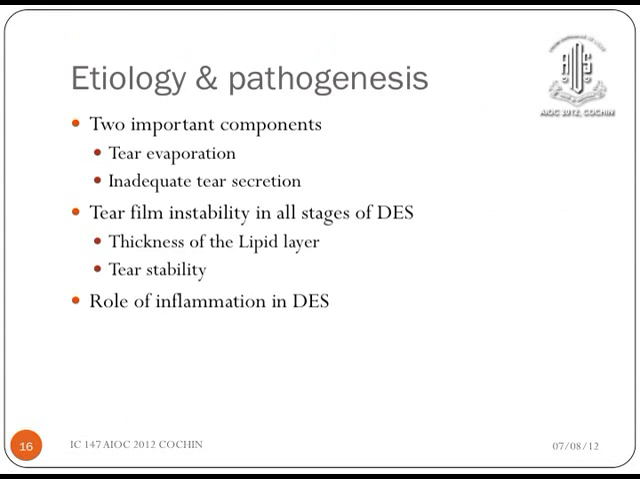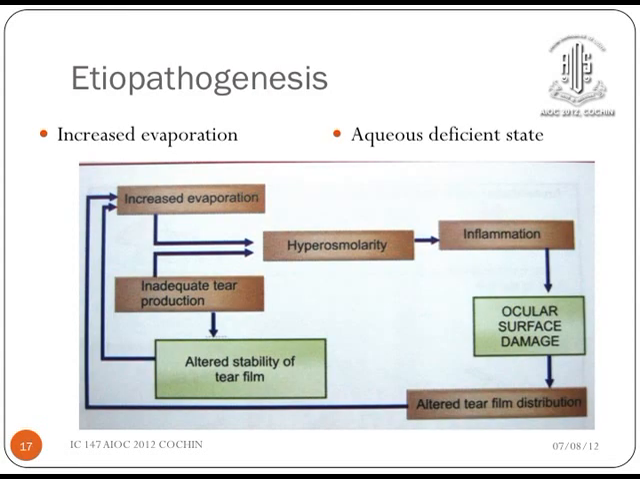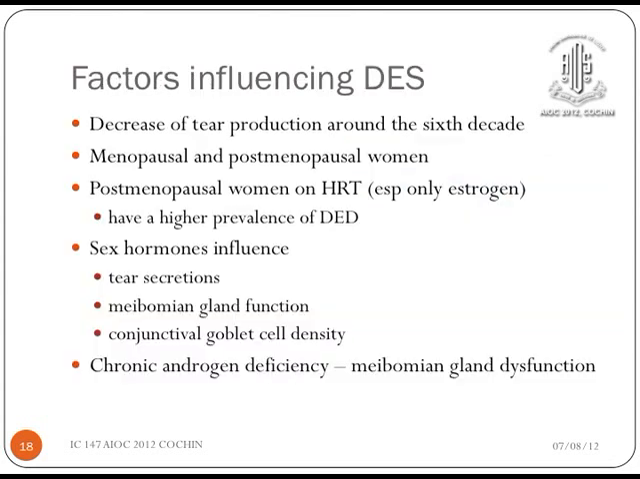So what are the etiology and pathogenesis of dry eye? The most important thing is tear evaporation and inadequate tear secretion, and tear film instability in all stages of dry eye disease, and definitely there's a role of inflammation in dry eye. So what happens is there is inadequate tear production or increased tear evaporation. This leads to hyperosmolarity, leads to inflammation, ocular surface damage, altered tear film disturbance, and this again produces a vicious cycle of increased evaporation and inadequate tear production.